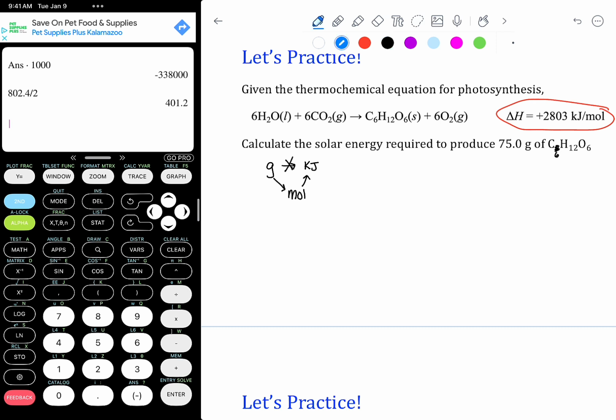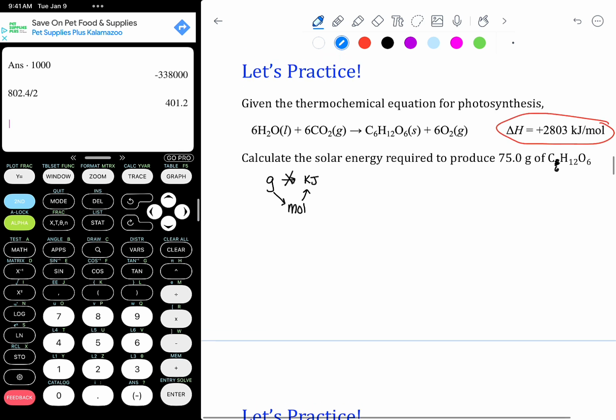Okay, so let's start this problem. We're going to start with 75.0 grams of C6H12O6. And in order to go from grams to moles, we're going to have to divide by the molar mass. So 1 mole of C6H12O6 has a molar mass of 180.16 grams.